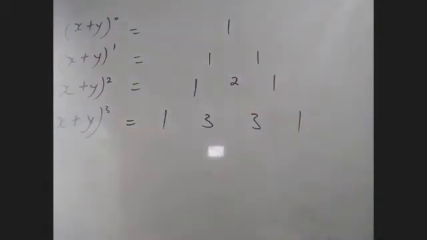x plus y raised to the power of 0 is 1. x plus y raised to the power of 1 is 1, 1. Then x plus y raised to the power of 2 is 1, 2, 1. And x plus y raised to the power of 3 is 1, 3, 3, 1. Now, if you want to get the others, let me get something clear here.